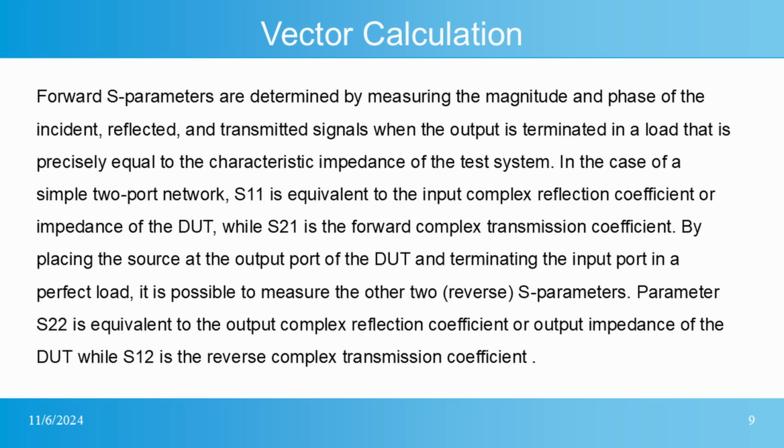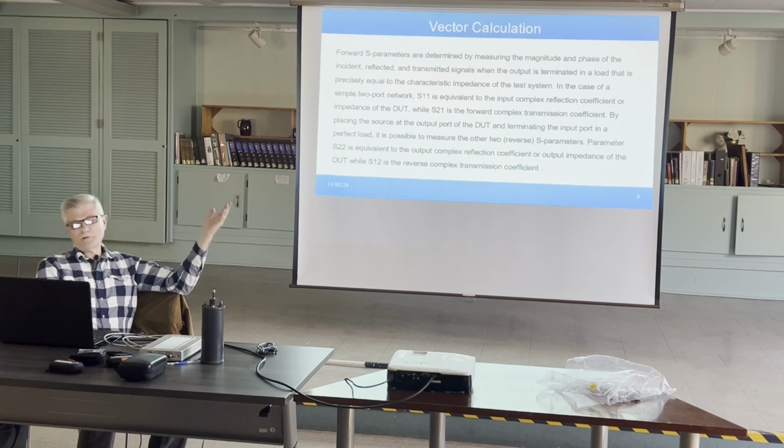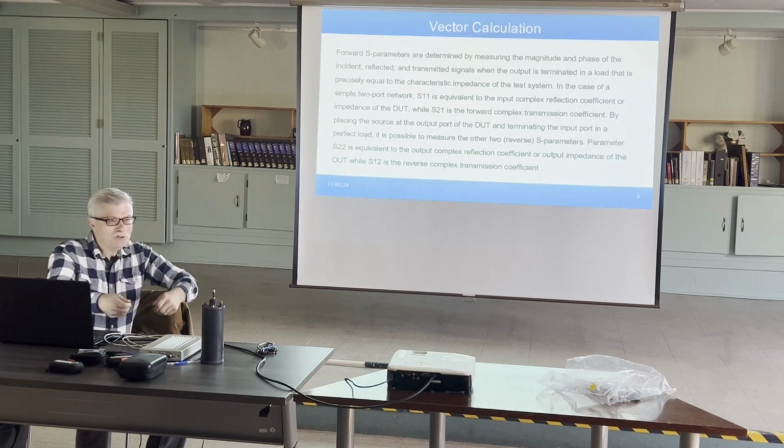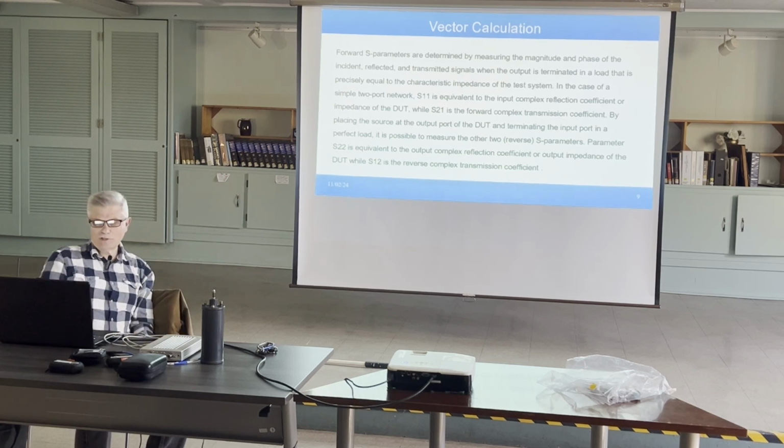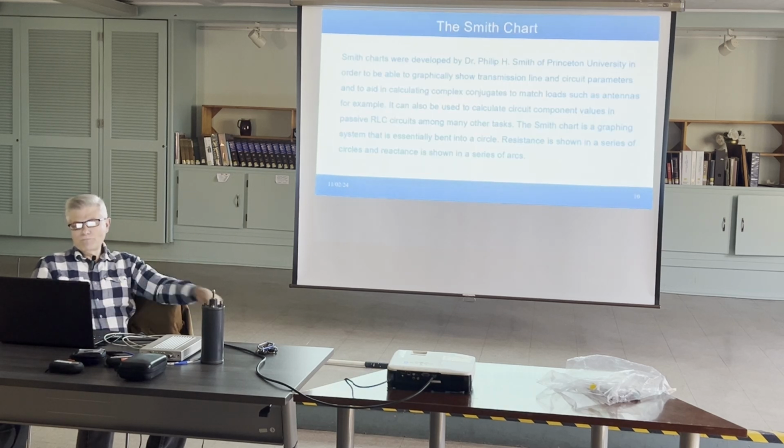By placing the source at the output port of the device under test and terminating the input port in a perfect load, it's possible to measure the other two reverse S parameters. Parameter S22 is equivalent to the output complex reflection coefficient, or the output impedance, of the device under test, while S12 is reverse. And all it really means is you're swapping the cables on the analyzer. That's basically what all that means, whatever's convenient for you.